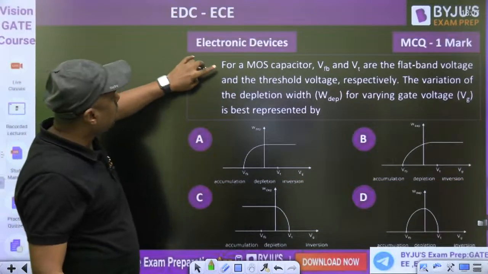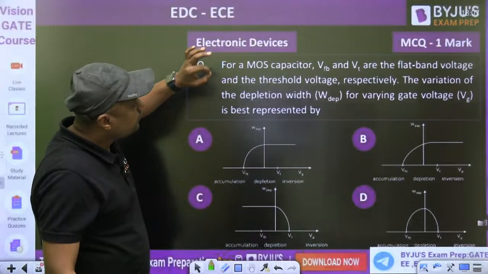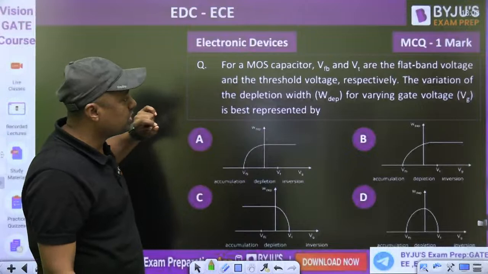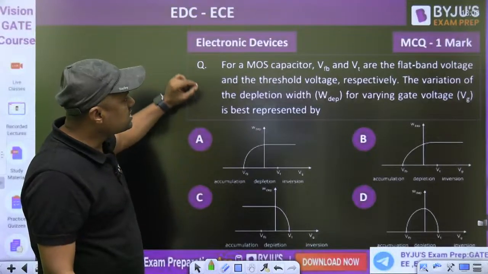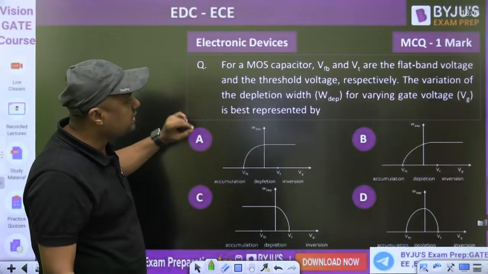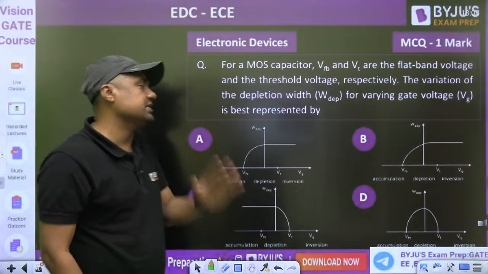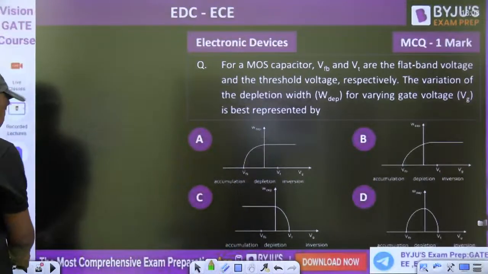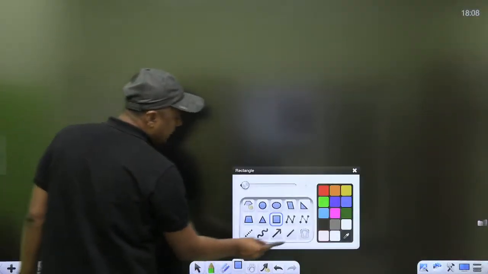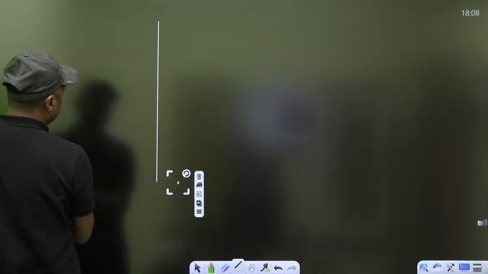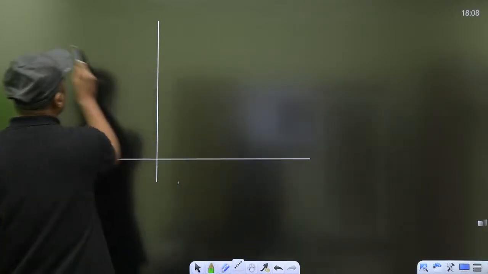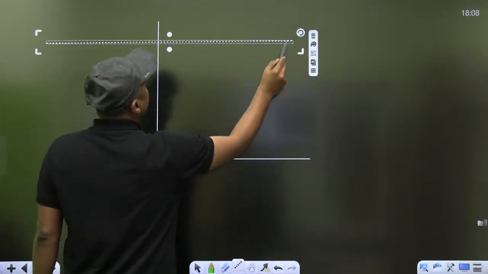Now the third question. For a MOS capacitor, VFB and VT are the flat band voltage and threshold voltage respectively. The variation of the depletion width for varying the gate voltage is best represented by? If you have the idea about the characteristics, then you can draw the characteristic like this. What is the MOS characteristic? CV characteristics, this is called.